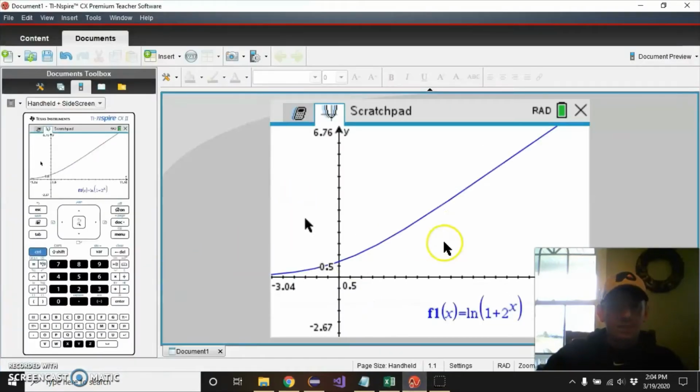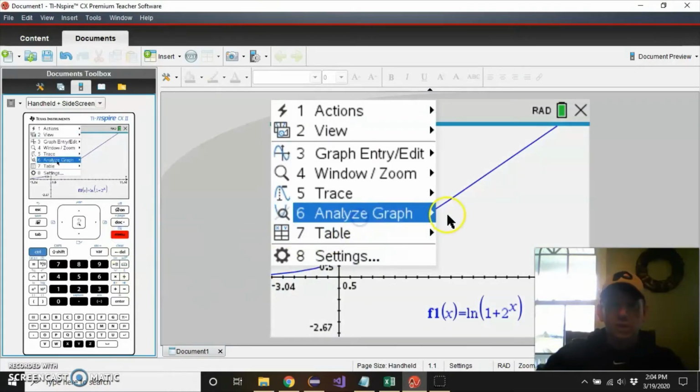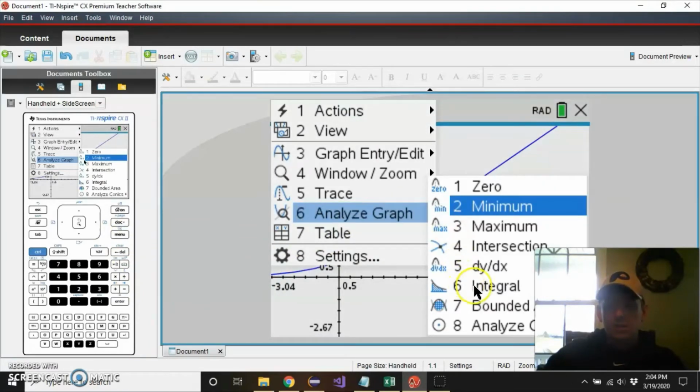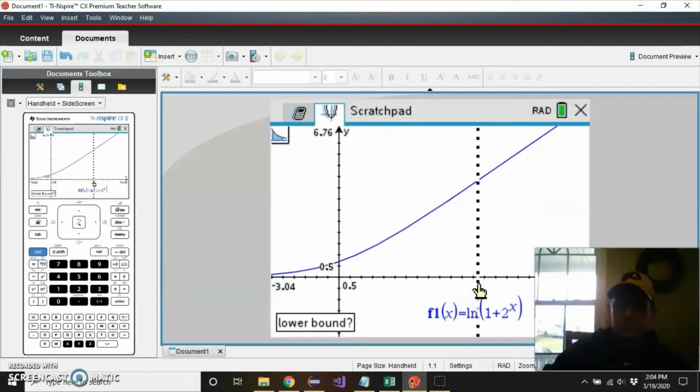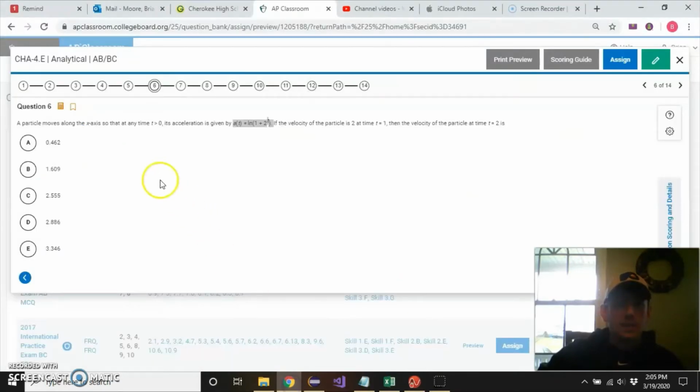So let's just integrate 1 to 2, and there you go. The change in velocity from 1 to 2 is 1.35 whatever per something. So let's see if that's an answer. No, it isn't. Well, that's good because it's not the right answer.